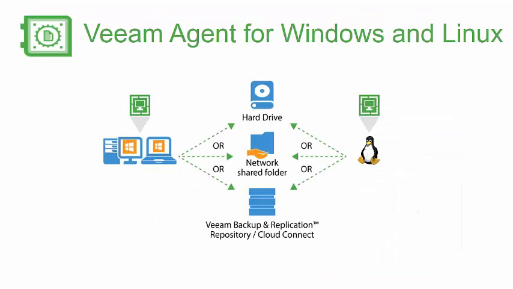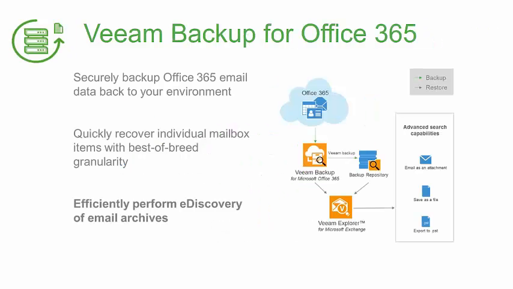We also now offer agents. We can back up to a network shared folder, to a Veeam repository. We can back up to the cloud, to an external hard drive. We can do Linux, and we can do Windows. And Office 365. You can quickly recover individual mailbox items with the best of breed granularity, and you can perform e-discovery on email archives.